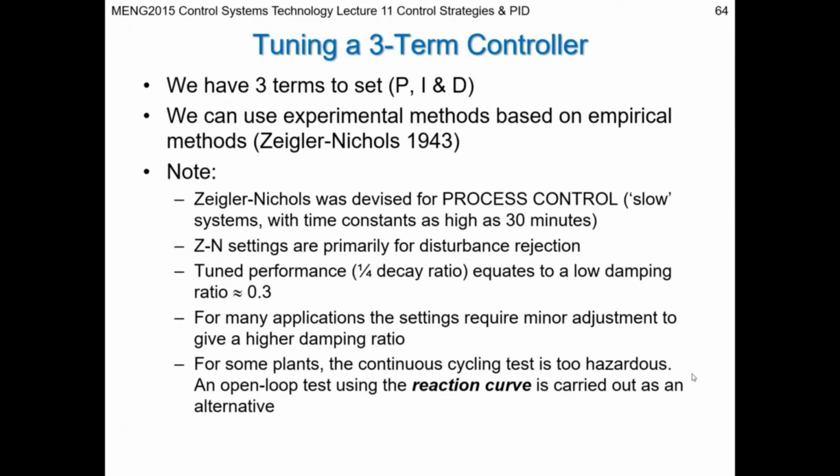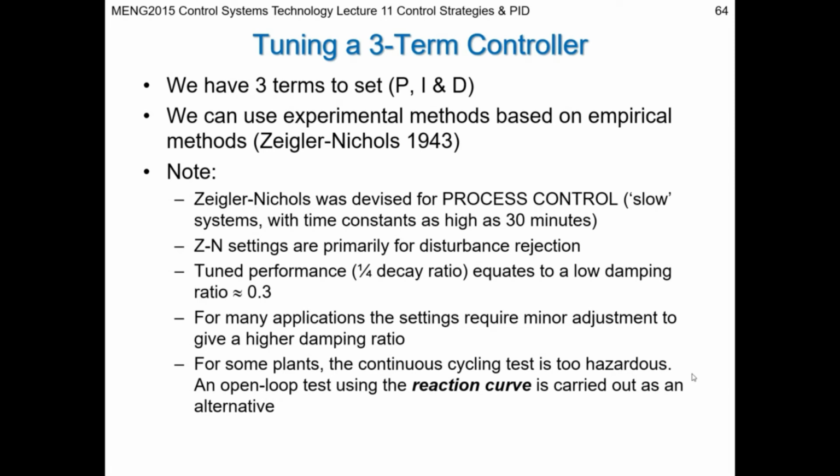But bear in mind what type of system they used when they came up with this method, and there are certain implications to that if you use it for a different type of system. You can still use it, but you have to adjust it accordingly, right? So the ZN or Ziegler-Nichols settings, because it's process control, are primarily designed for disturbance rejection.